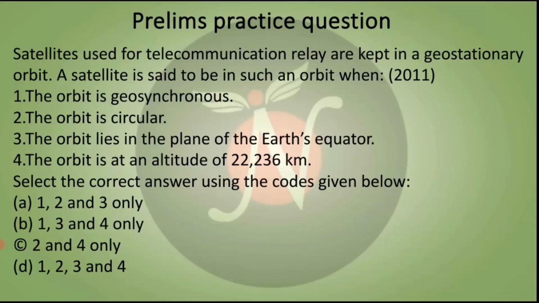Now we will come to our prelims practice question. Satellites used for telecommunication relay are kept in geostationary orbit. A satellite is said to be in such an orbit when: first, the orbit is geosynchronous; second, the orbit is circular; third, the orbit lies in the plane of Earth's equator; fourth, the orbit is at an altitude of 22,236 kilometers. You can select the correct option from those given below. You can pause the video right here if you want, because I have given the answer in the next slide.